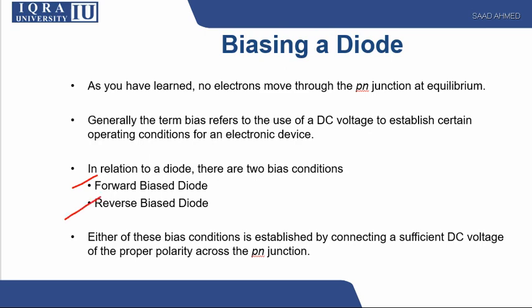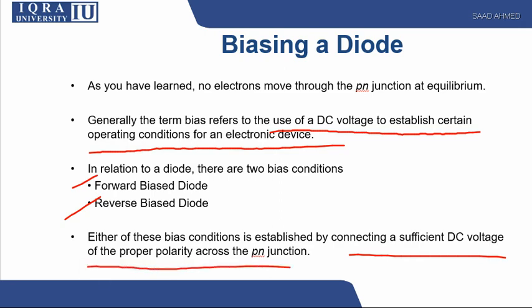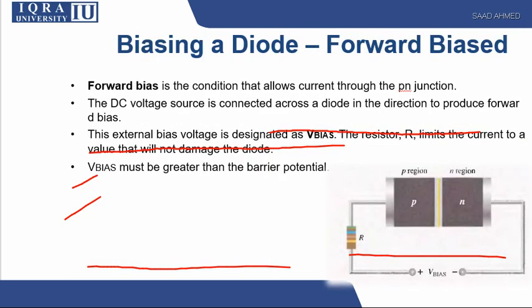As I said, biasing is the use of DC voltage to establish certain operating conditions for an electronic device. Either of these bias conditions is established by connecting a sufficient DC voltage of proper polarity across the PN junction. So this is very important, that you have to know how to forward bias or reverse bias.